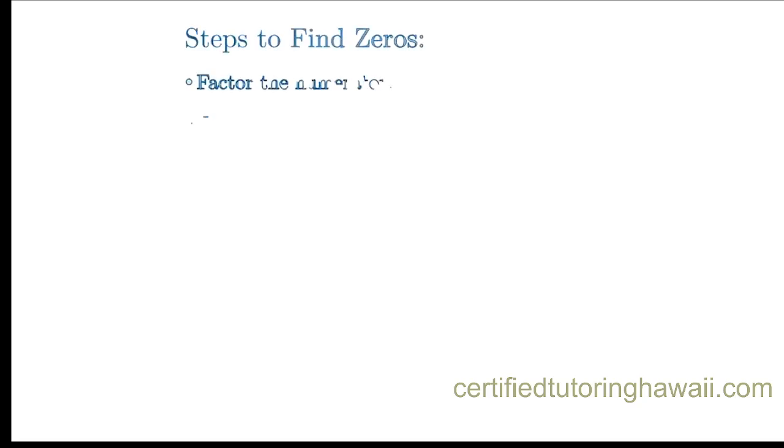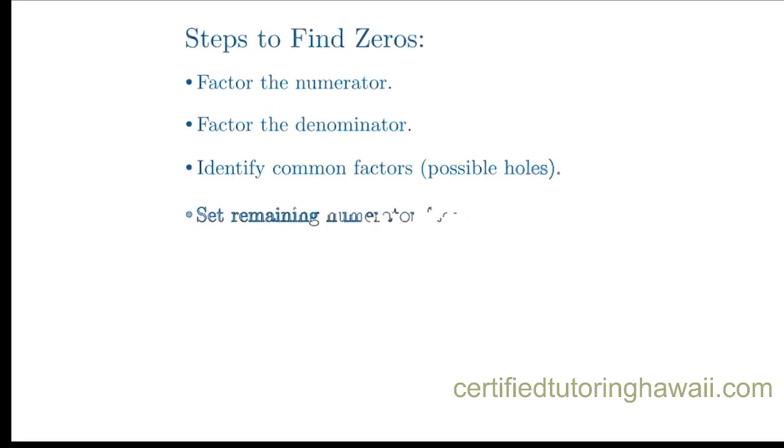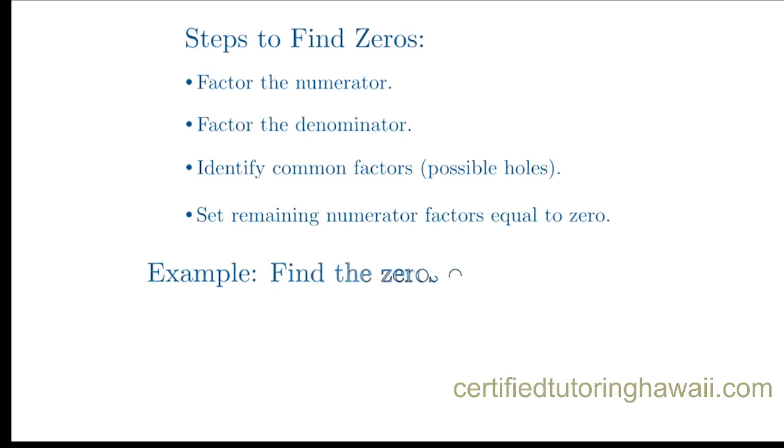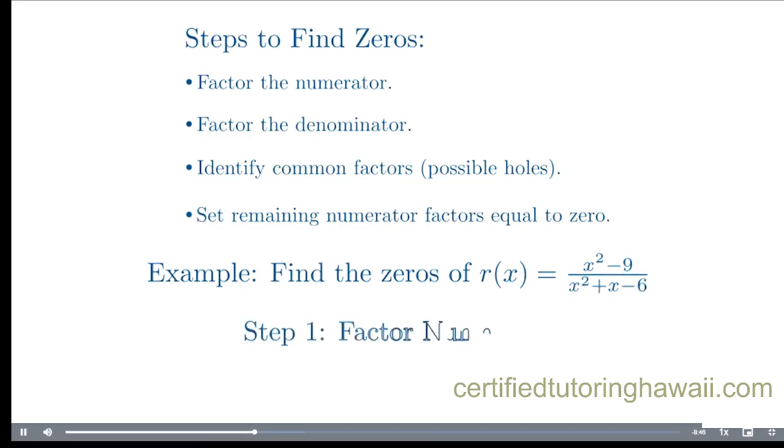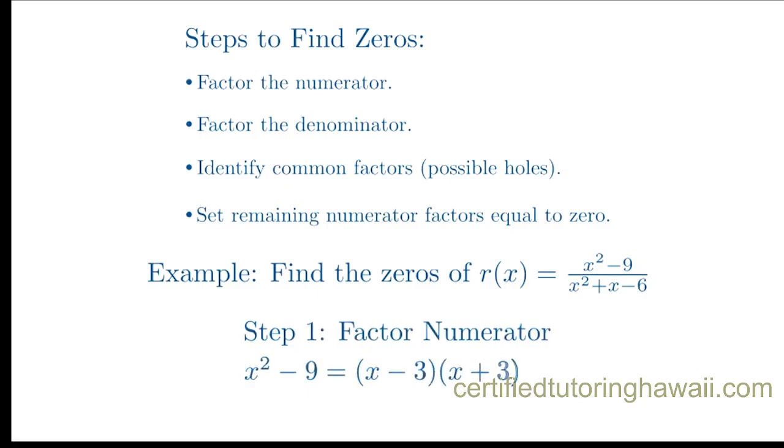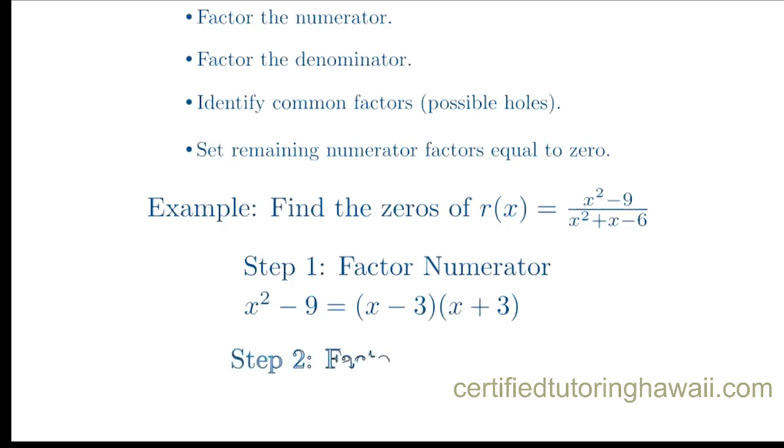Let's put this into practice with a formal method for finding zeros. We'll use a step-by-step process. Here is our 4-step plan to find the zeros of any rational function. Let's work through an example together. Consider the function r of x equals x squared minus 9, all divided by x squared plus x minus 6. Step 1 is to factor the numerator. The numerator, x squared minus 9, is a difference of squares. Step 2 is to factor the denominator.